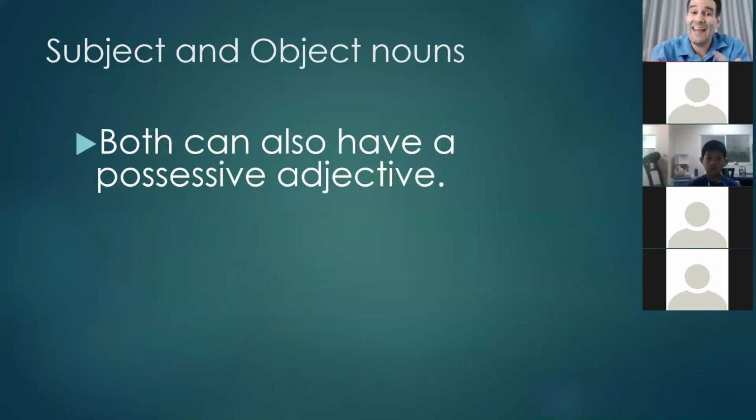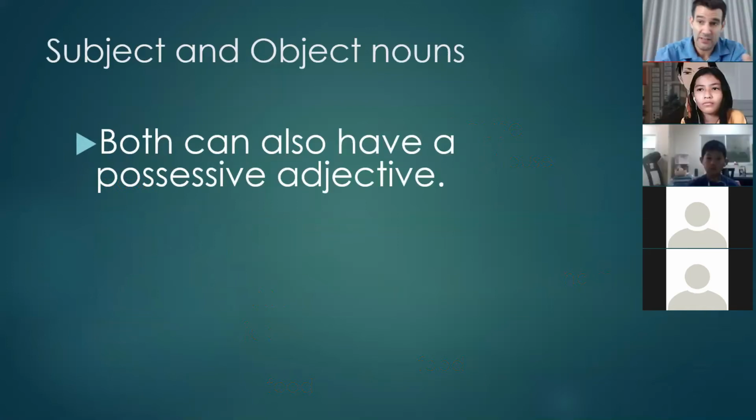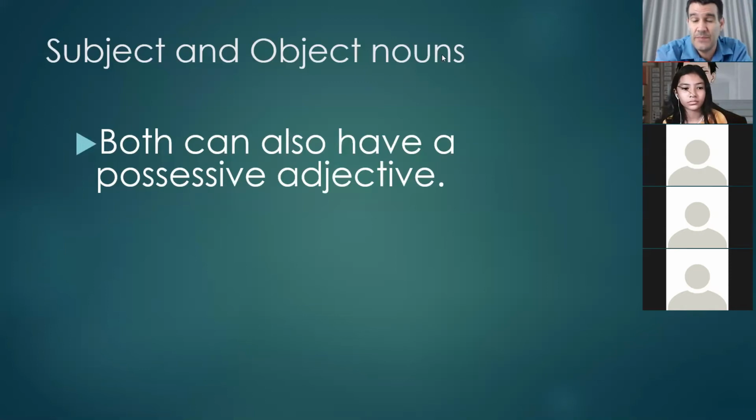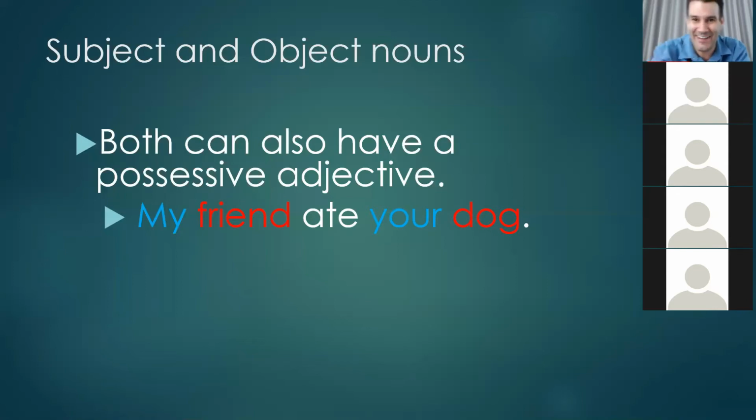So subject and object nouns, you can write before either noun or both nouns. You can write two in one sentence. So here is an example. My friend ate your dog. So in this sentence, there are two nouns, friend and dog. Friend is the subject noun, and you write my before it.